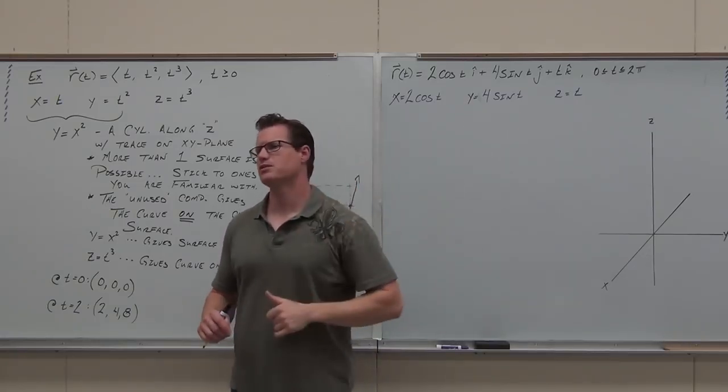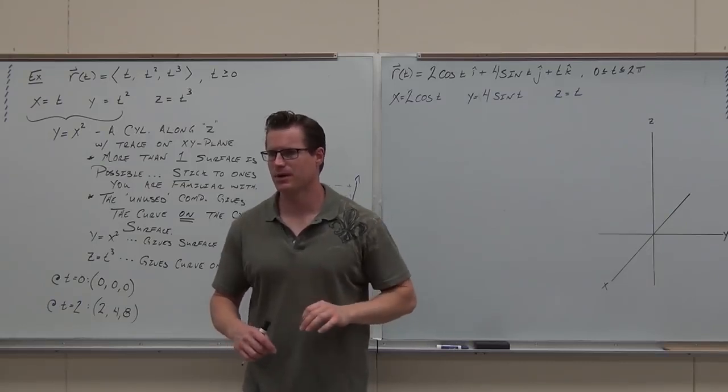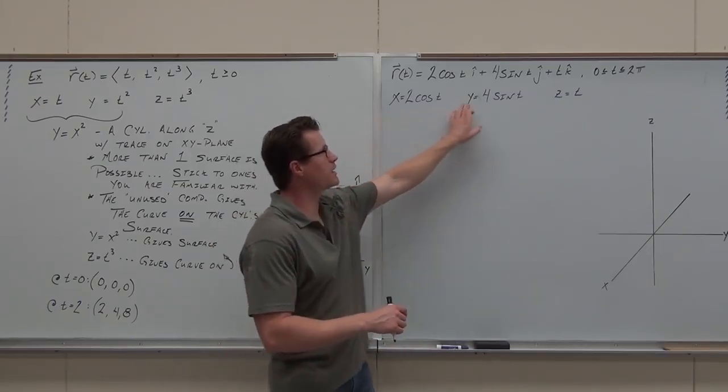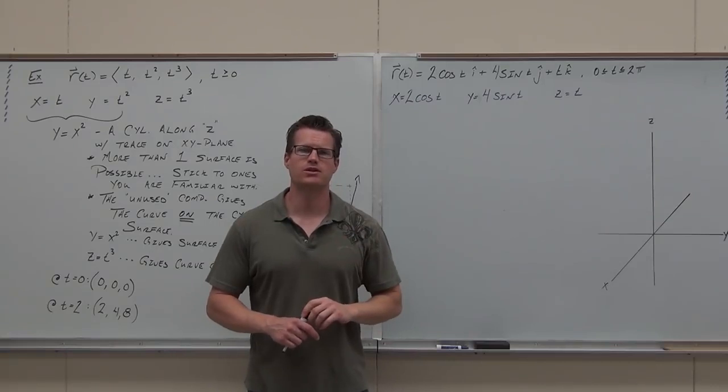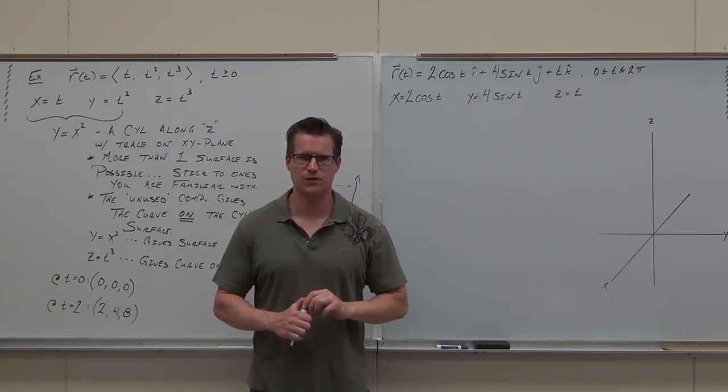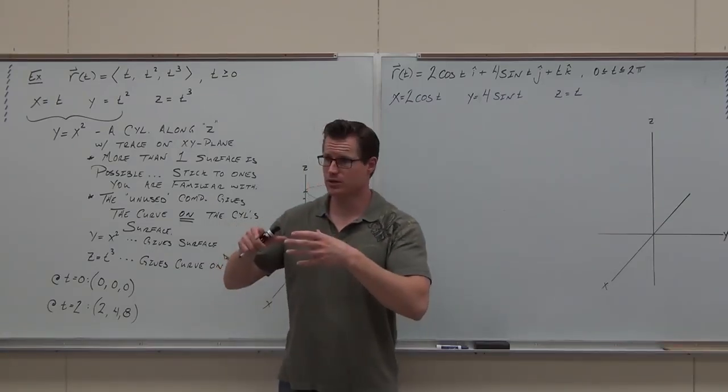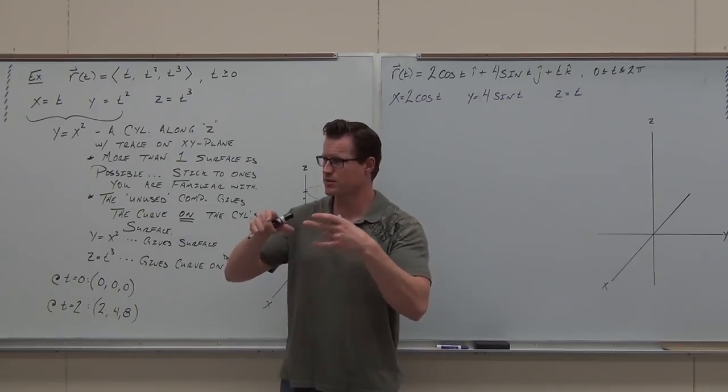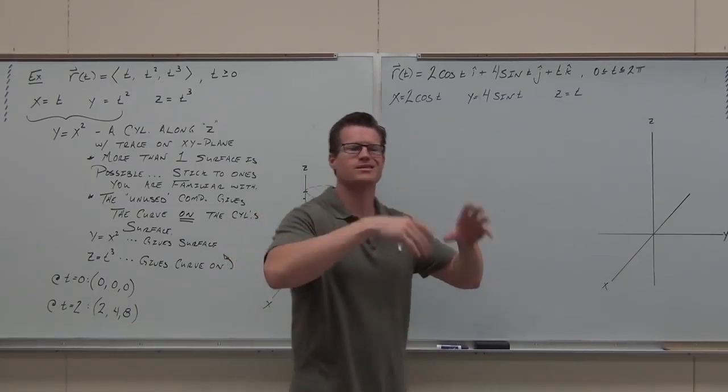Why? Because you think back to parametrics. If you think back to parametrics, you know that x equals cosine and y equals sine. It's going to give you a circle or an ellipse. That is what it's going to give you. Why? Because of the cosine squared plus sine squared identity equals 1. We can substitute for that.